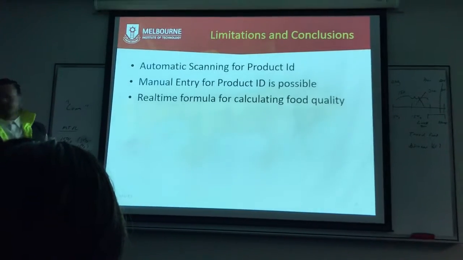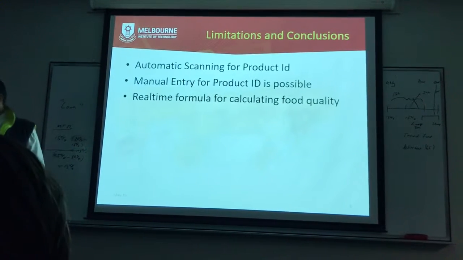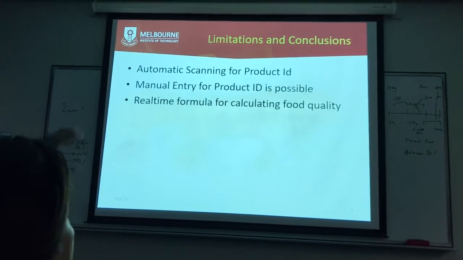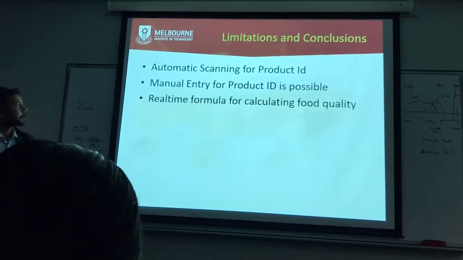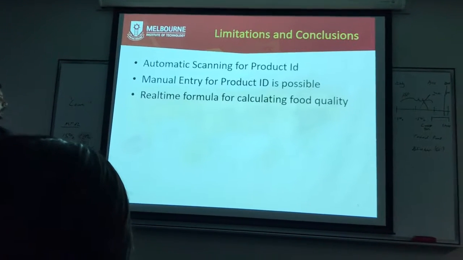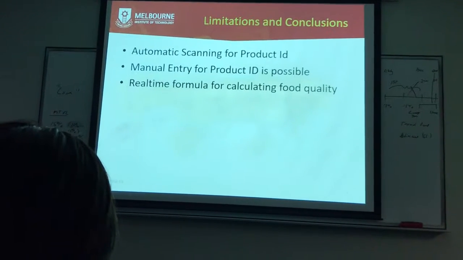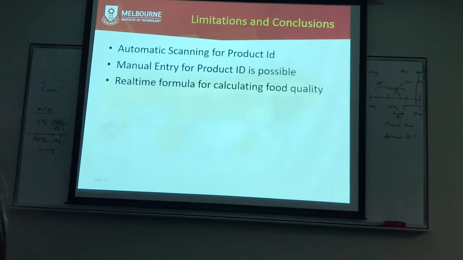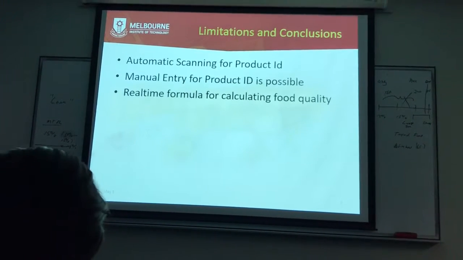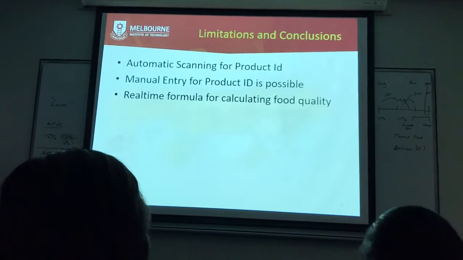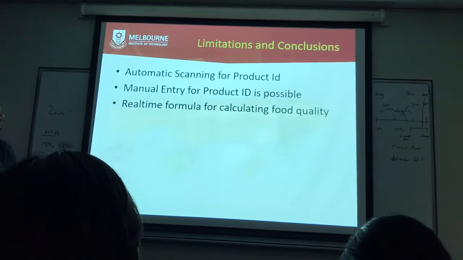For the limitation and conclusion, Praveen will go on. This is automatic: the automatic scanning of the product ID from the sensor will detect every product ID and store it in the database, and when a product comes in manually, it will be entered manually into the database. And the real-time formula for calculating food quality is based on the growth of the fruit, like apple and everything. He will justify it with the temperature and the growth of the fruit, and that is all about this.